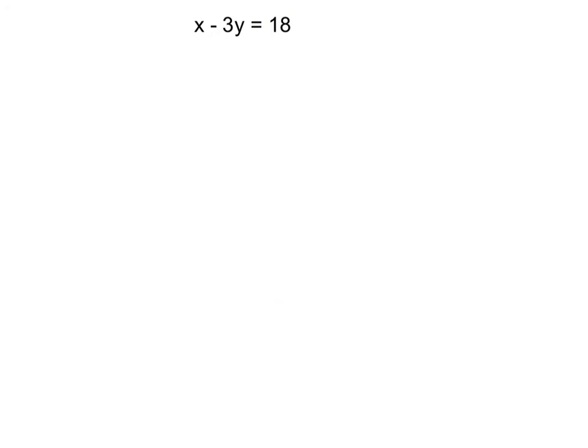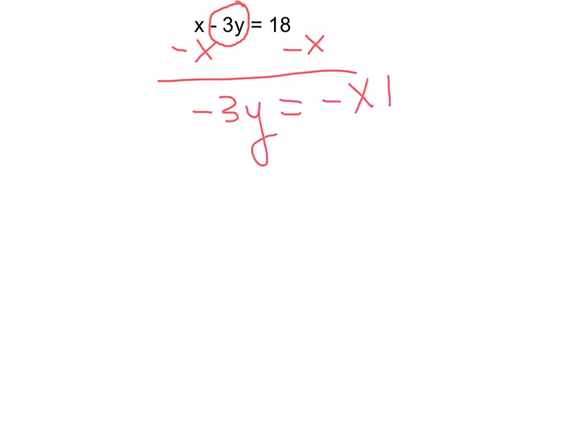I usually like to circle my y variable to know what I'm trying to move first. So the negative 3 is attached to the y, so I'm going to move my x first. I'm going to subtract x from both sides, and I get negative 3y equals negative x plus 18.